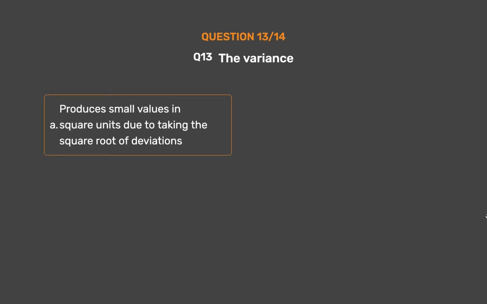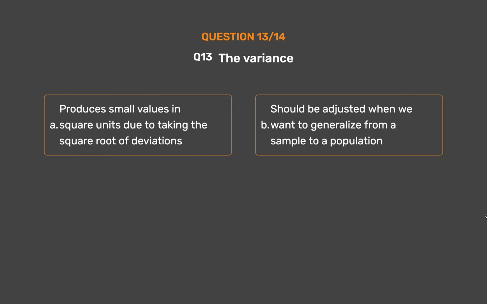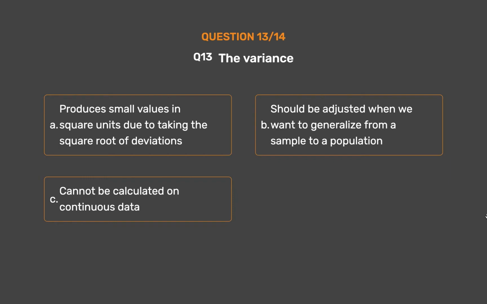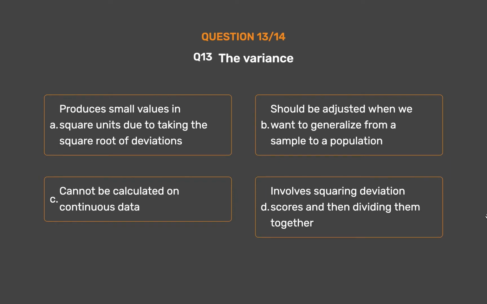Option A. Produces small values in square units due to taking the square root of deviations. Option B. Should be adjusted when we want to generalize from a sample to a population. Option C. Cannot be calculated on continuous data. Option D. Involves squaring deviation scores and then dividing them together. The correct answer is option B.